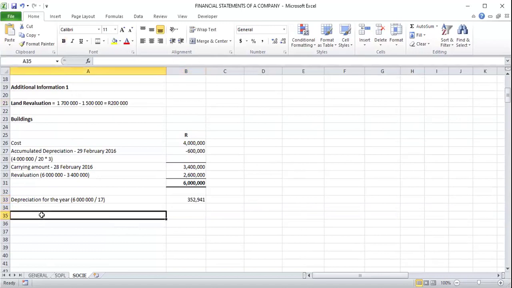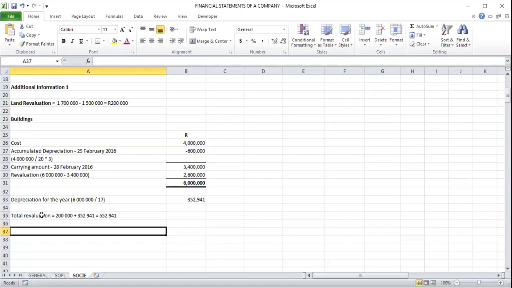Let me just show our total revaluation. On the land, it was 200,000. Then on the building, 352,941. And our total would be 552,941. Any questions there? If there are no questions, we'll move on to additional information 2.